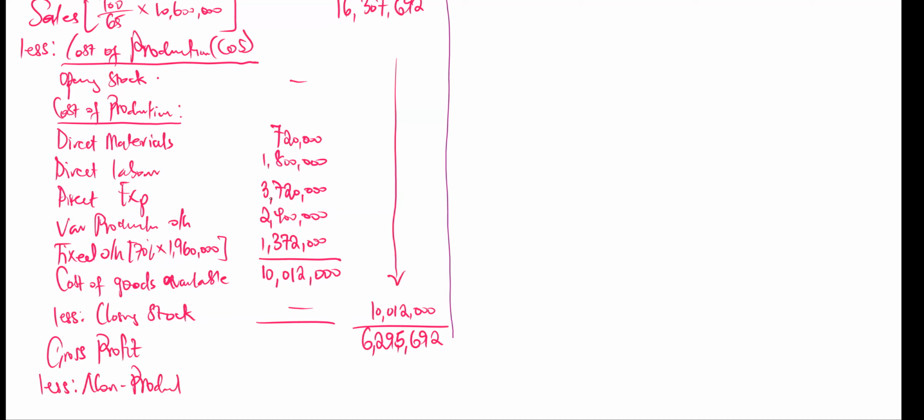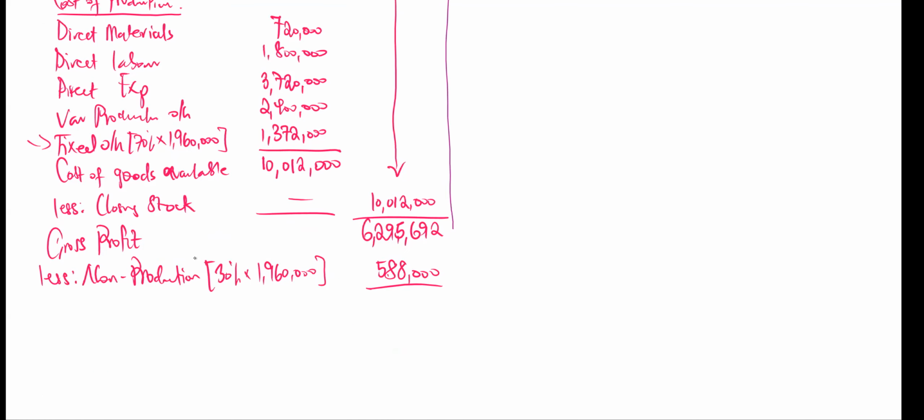Then now we are going to less non-production costs from this. And non-production costs, since the total fixed cost of rent, electricity, and depreciation has been split 70% for production fixed cost, the rest of the 30%, they said is for what? Non-production costs, do you remember? So that 1,960,000, 30% of it is non-production in nature, which is 30% of 1,960. We calculated it before as 588,000, right? So we deduct our 588,000 from this.